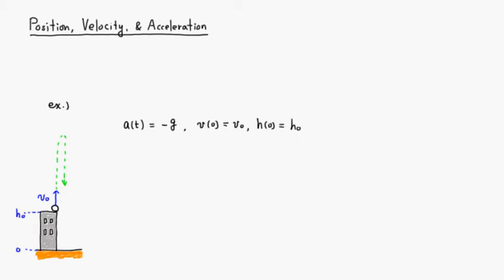Okay, let's look at position, velocity, and acceleration. Right. So let's use the position. I'm going to use h of t for the position function, since I'm going to look at an example where it represents height. Well, you can use p of t if you want.